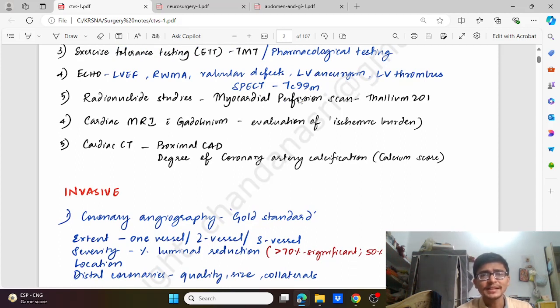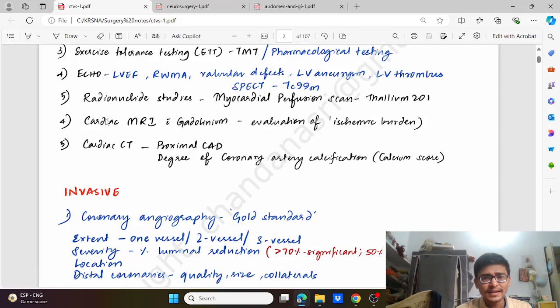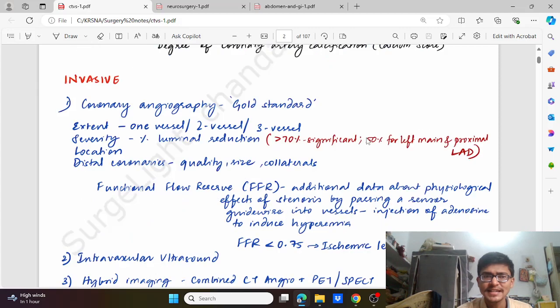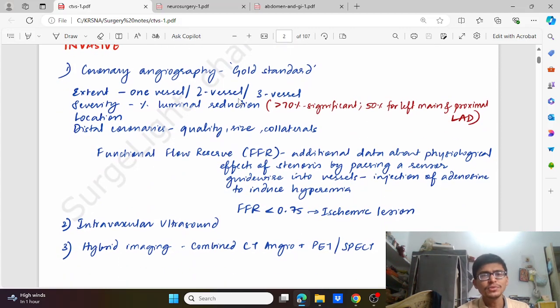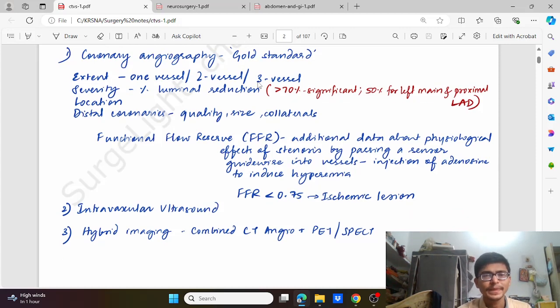We can combine it with a technetium 99 scan, that is a radionuclide scan. It will help us in myocardial perfusion detection. It will be done with the help of thallium 201. Then we'll go for cardiac MRI with gadolinium, for evaluation of the ischemic burden, and cardiac CT, which will give us details about proximal coronary artery disease and the degree of coronary artery calcification, that is the calcium score. Then we come to the invasive method, that is coronary angiography, which is the gold standard.